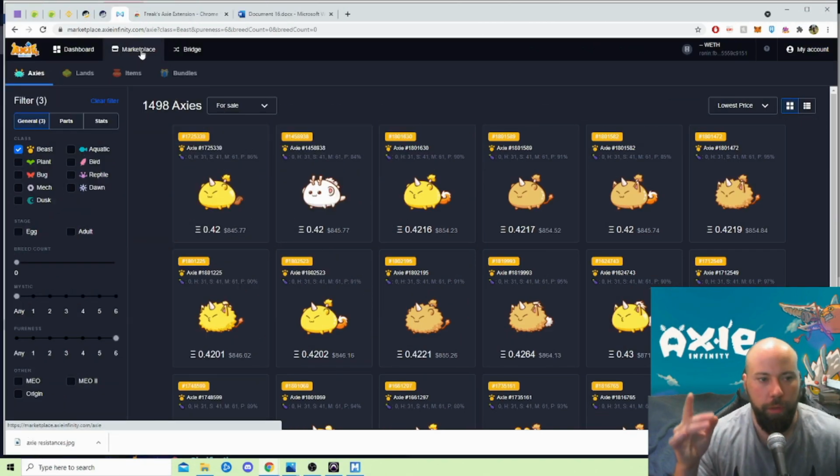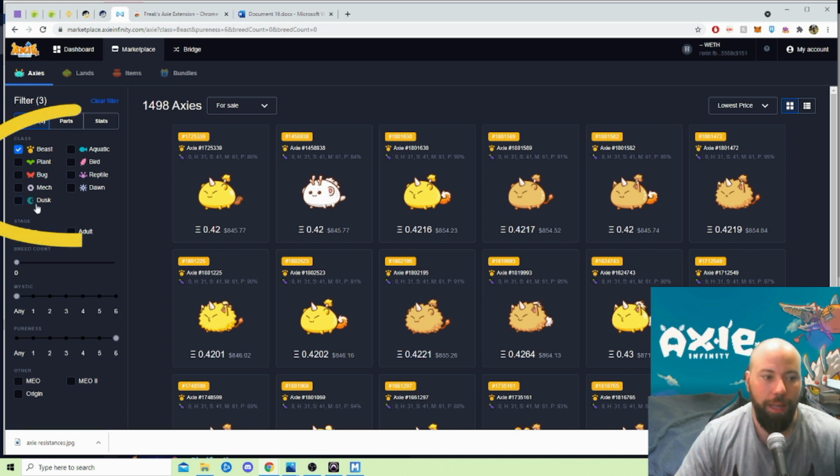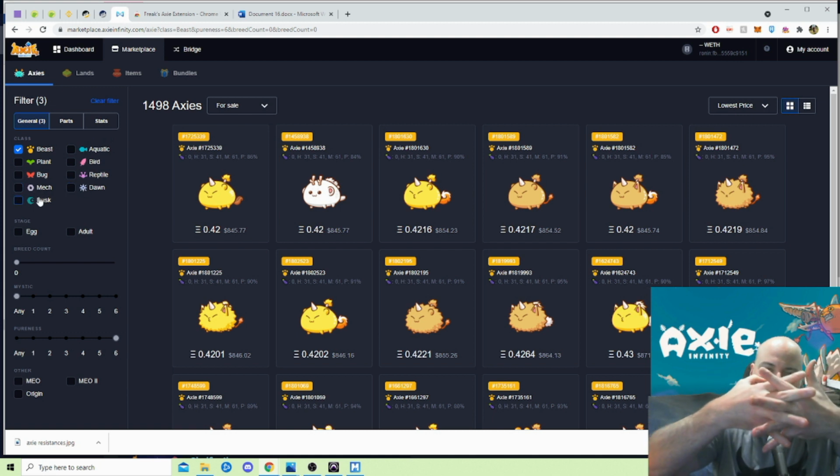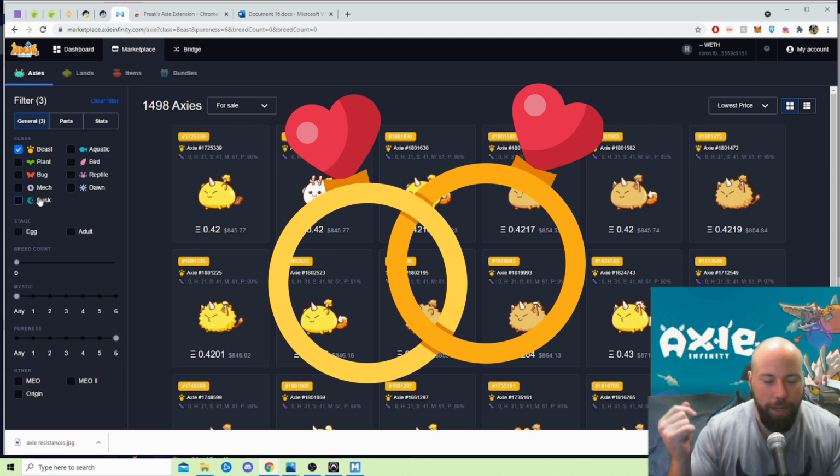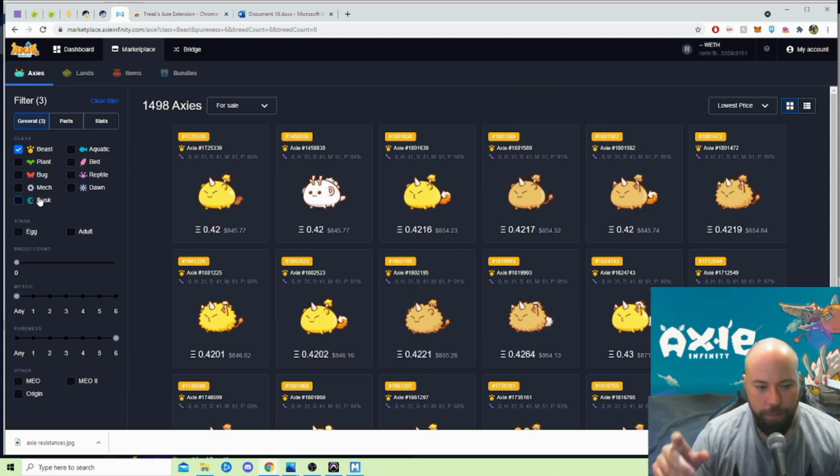Right, so guys, if you open up your marketplace in Axie Infinity, if you just type that into Google, you'll get to it, or Axie Infinity Marketplace, it'll come straight up. This is essentially what you see on the first page. You have your classes. Now, there are 9 classes. The 3 main classes being beast, plant, bug, aquatic, bird, and reptile. Now we then have specialty classes, which are mech, dawn, and dusk, and they are formed by, as you would say, breeding different types together to make a special class.